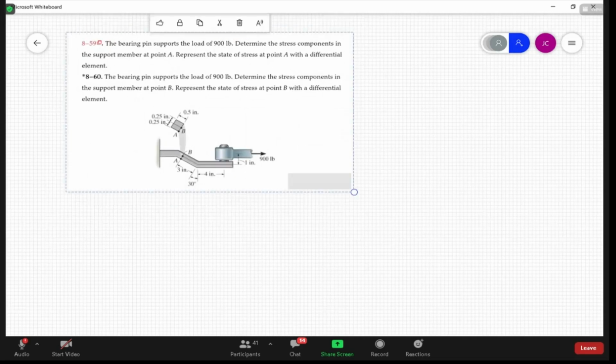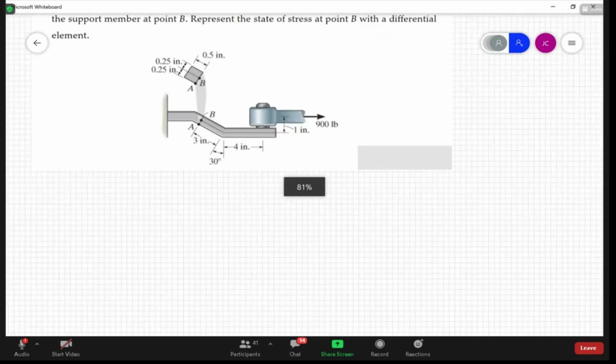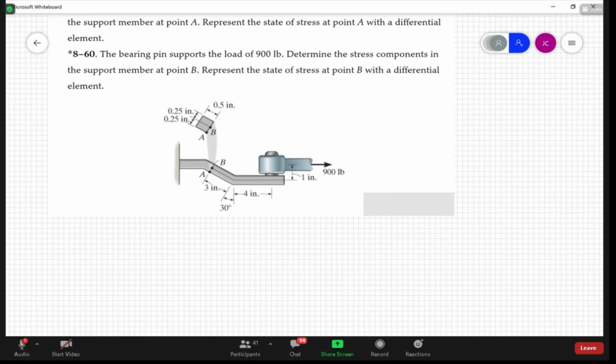All right, 859 and 860. It's the same picture right here. So you have this 900-pound force, and here you've got points A and B. It's a little tricky to see exactly what's going on here. But if you were to cut this section, A and B are both on the face that's visible to us. But you can see here, they're not in the middle, they're on the side, right?